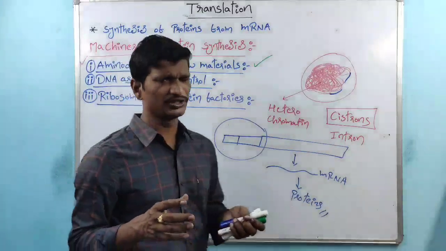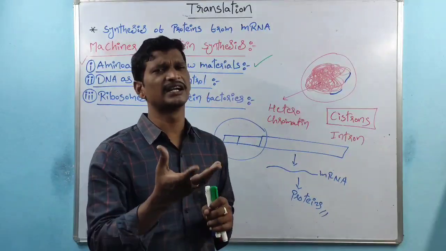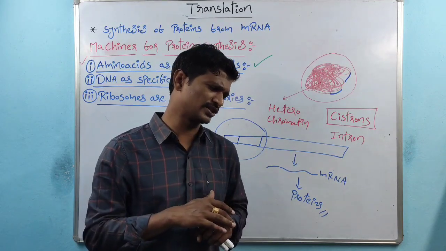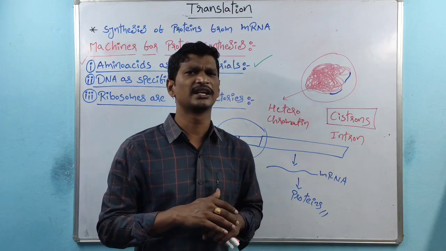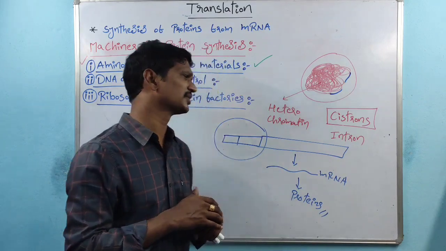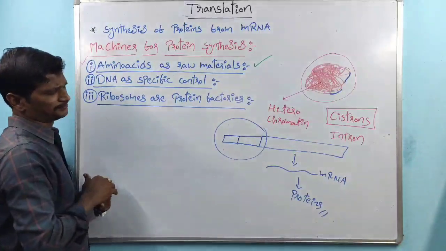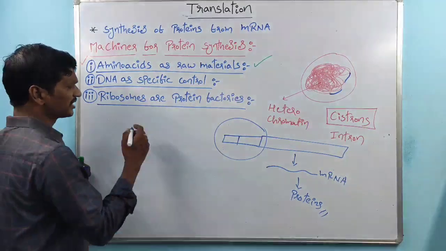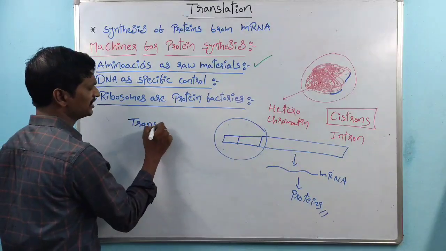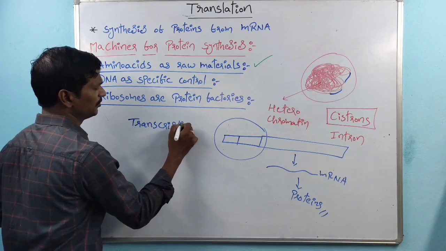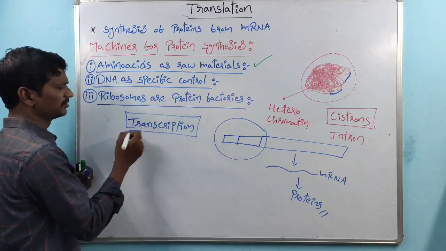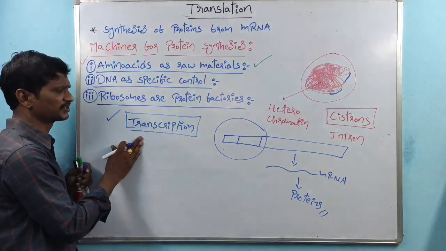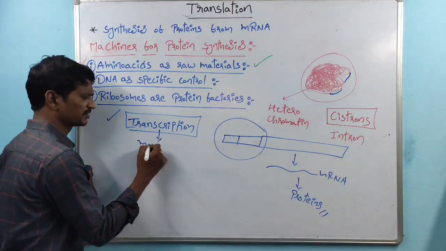See, within the gene expression process, especially in eukaryotic cells, the regulatory steps are as follows. The very first point is transcription. Once transcription takes place, gene expression is started. Once transcription takes place, mRNA production takes place.